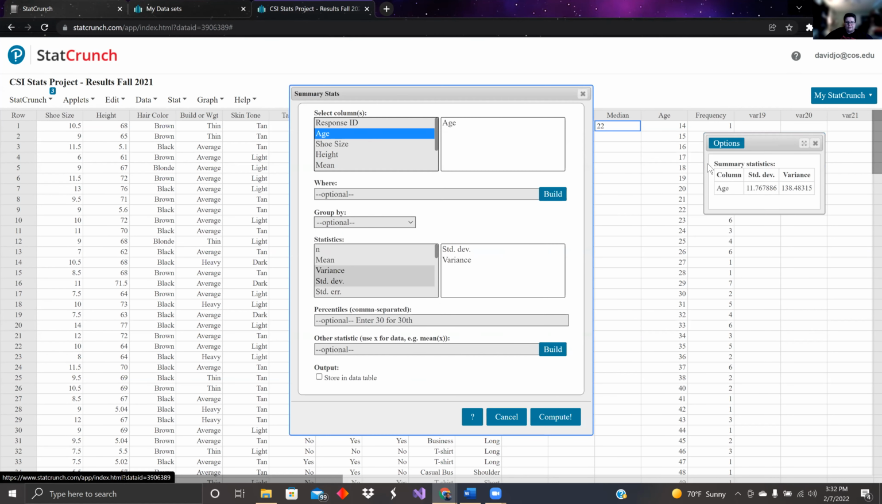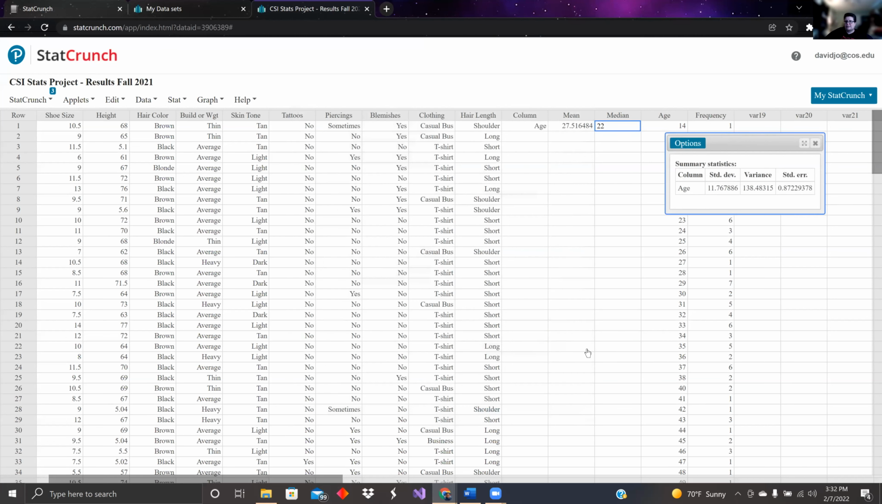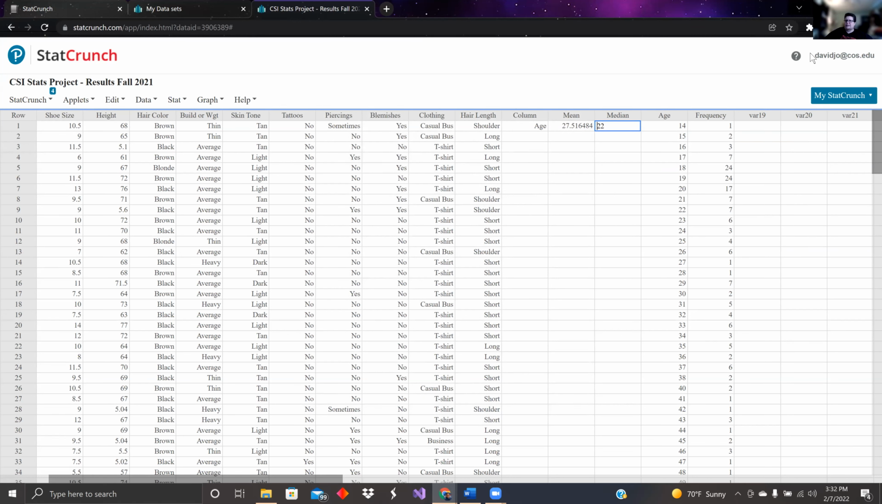And how does standard error look on this list also? What is standard error? I've got to look that up. I don't know what that is. Let's see.